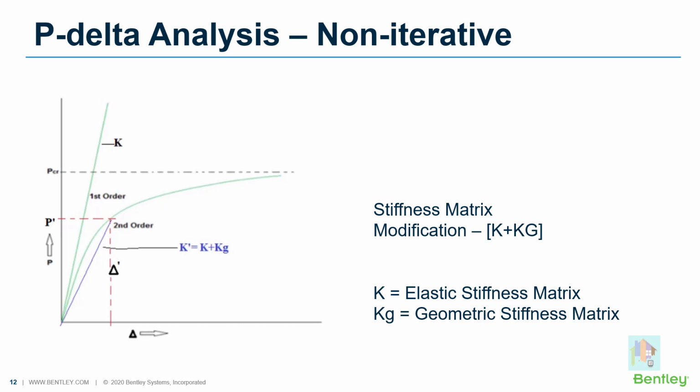First, the deflection is computed from linear static analysis, and then the axial force values are calculated, which is further used to form the geometric stiffness matrix. With modified stiffness matrix, it is possible to combine dynamic load case along with the P delta analysis results.